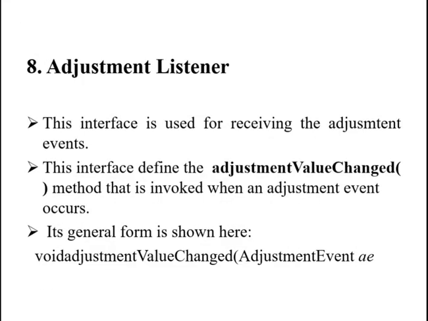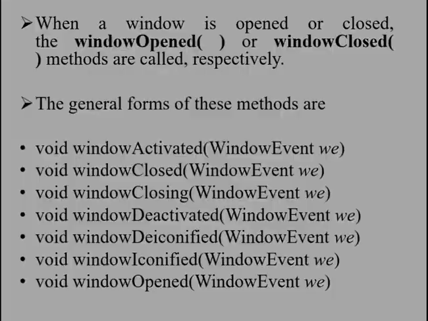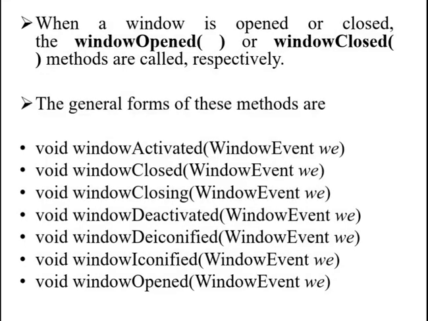The general form of these methods are: void windowActivated(WindowEvent we), void windowClosed(WindowEvent we), void windowClosing(WindowEvent we), void windowDeactivated(WindowEvent we), void windowDeiconified(WindowEvent we), void windowIconified(WindowEvent we), void windowOpened(WindowEvent we). These are the general forms of these methods. In this way we can write the events.